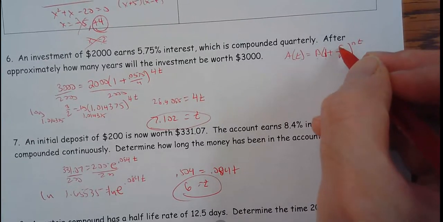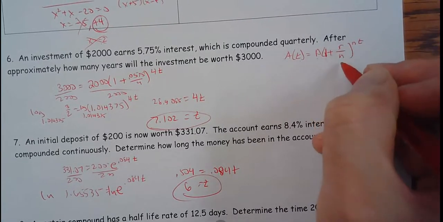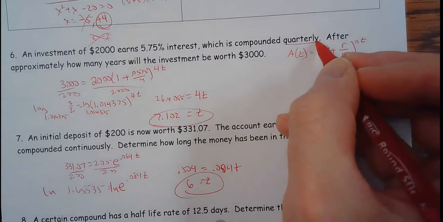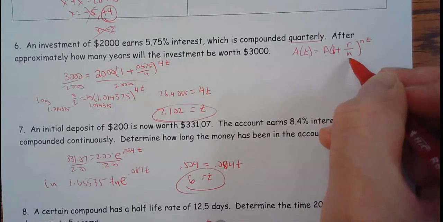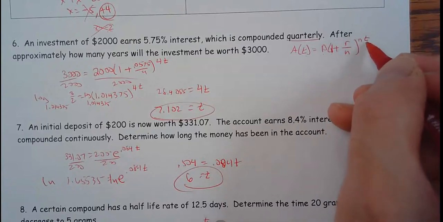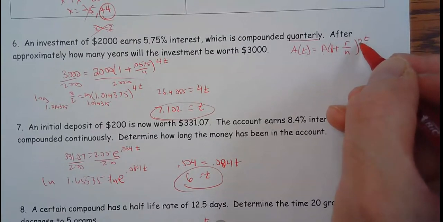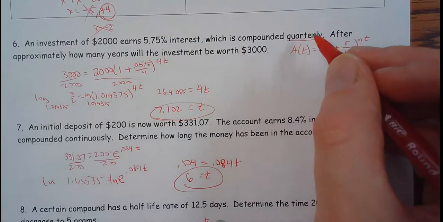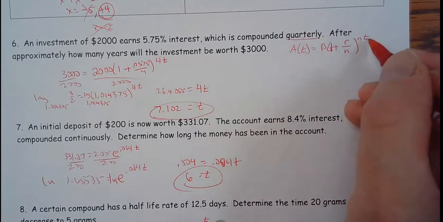And this R is your interest rate, your annual interest rate. N is the number of compounds per year. So when it says quarterly, this N is going to be 4, because 4 times a year. And then the power is going to be time in years times the number of compounds per year. So if it's compounded quarterly for 2 years, well, that's 4 times a year for 2 years. That's 8. So 2 times 4 is 8.